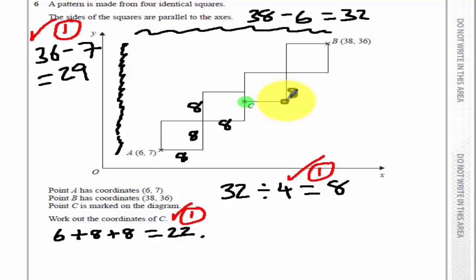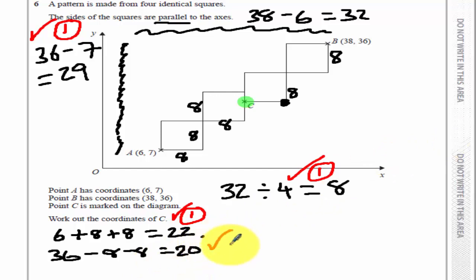So the y coordinate here will be the same as the y coordinate we want, because the question says the sides of the square are parallel to the axis. So this black dot here has the y coordinate that we want. So the y coordinate I want is 36 take 8 take 8. That's exactly what I need. And that will give me 20. And there is my fourth mark.